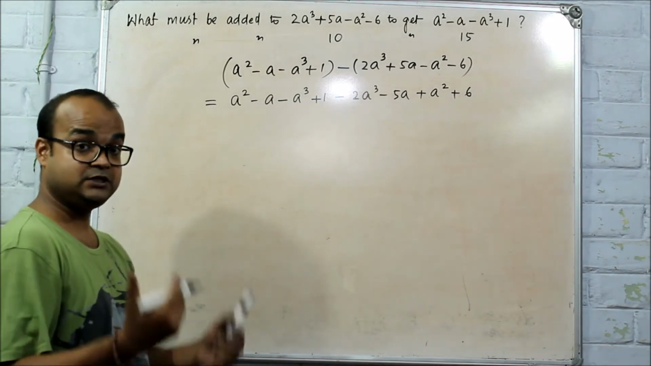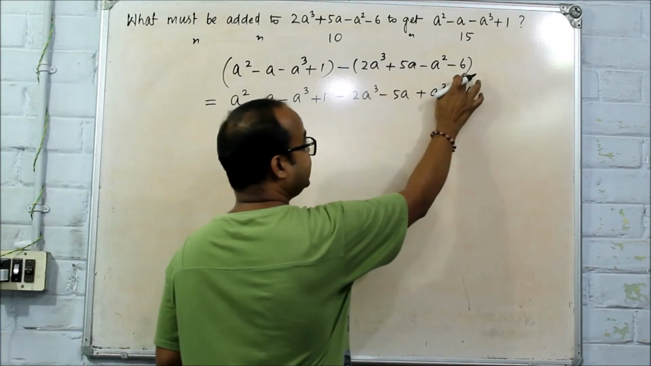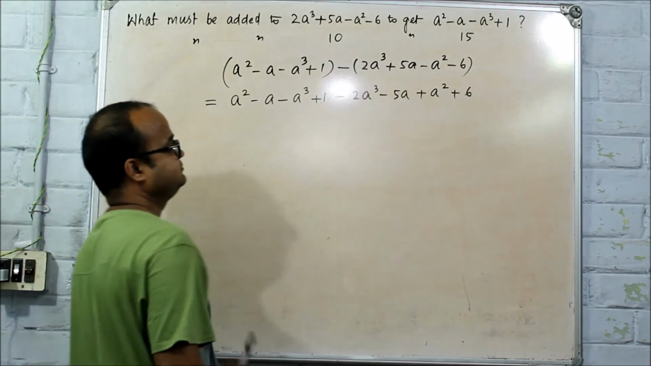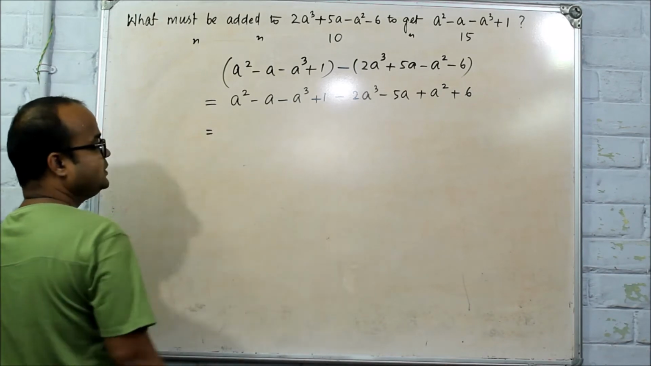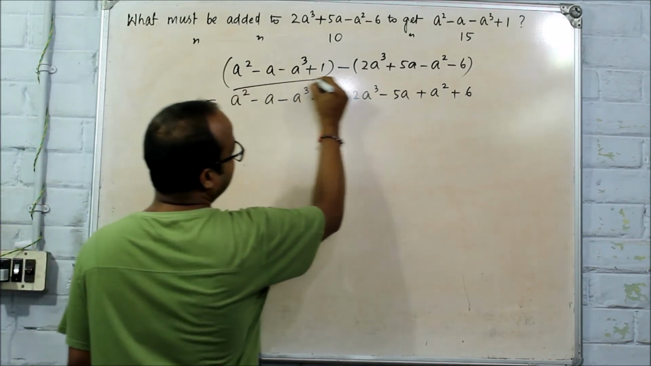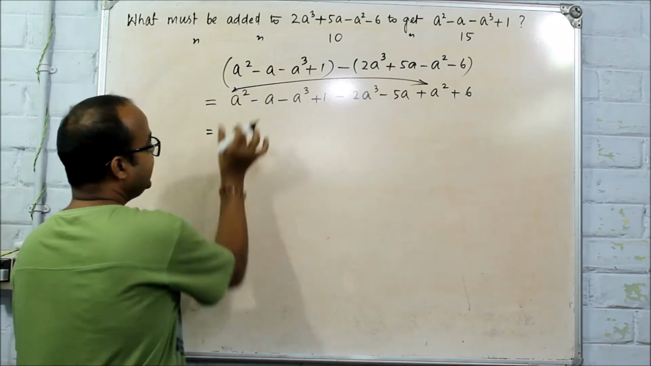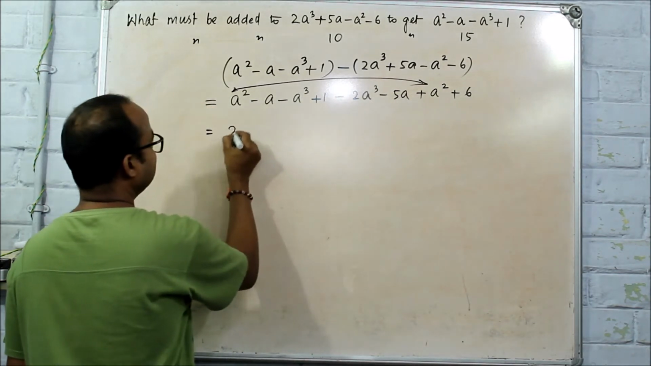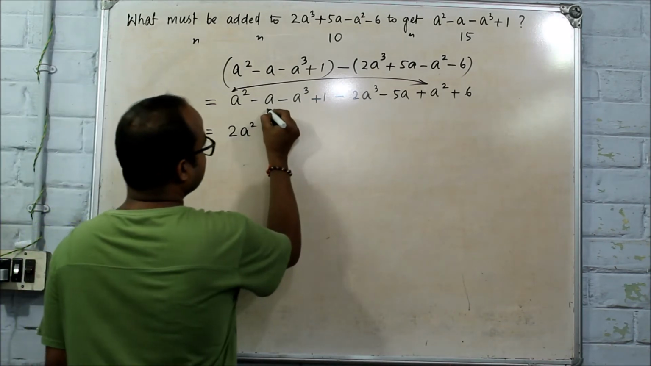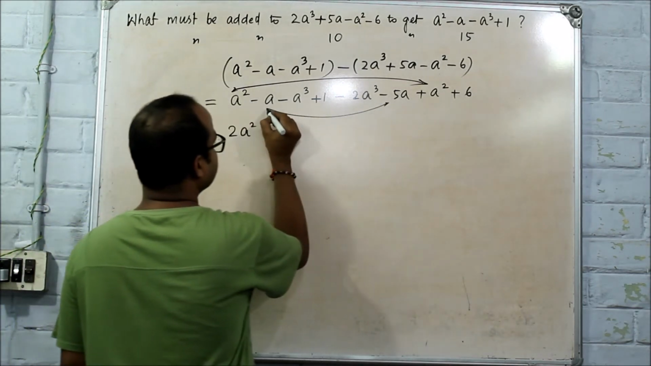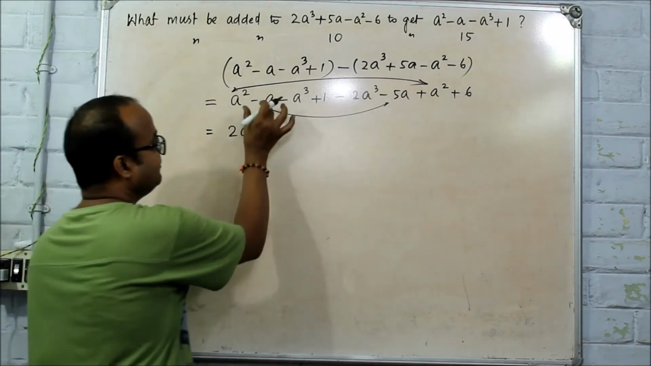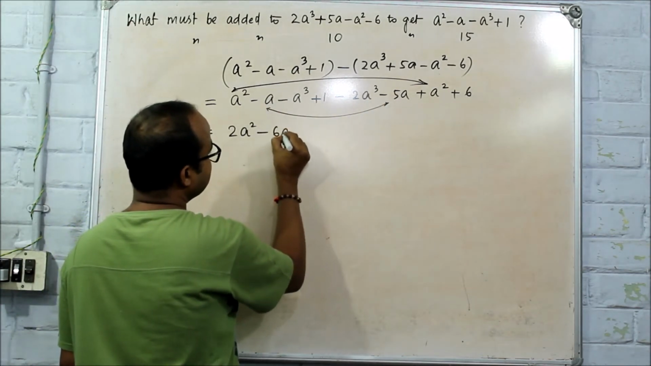Again and again I am repeating the same thing. Bracket, outside sign is minus, so all the terms within the bracket will change their sign. Now next we simplify the like terms. A square and a square, these two are like terms. A square plus a square is equal to 2a square. Minus a minus 5a, same sign, we need to add. So minus a minus 5a is equal to minus 6a.